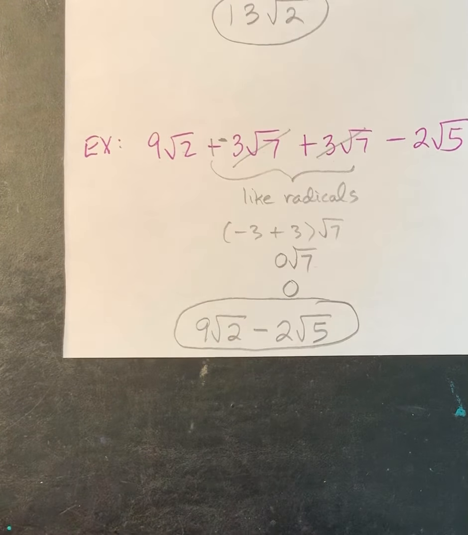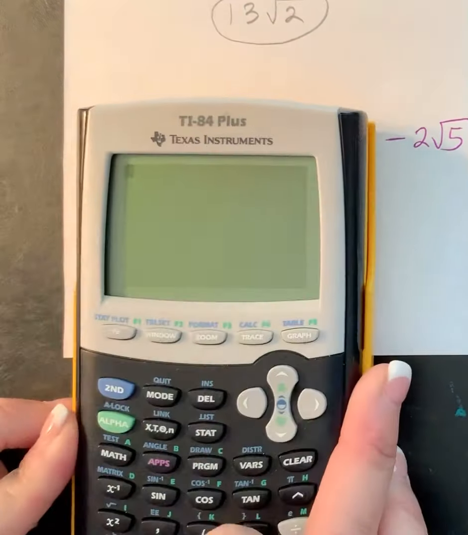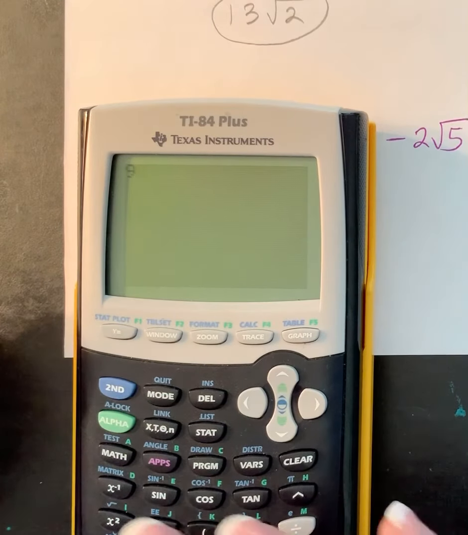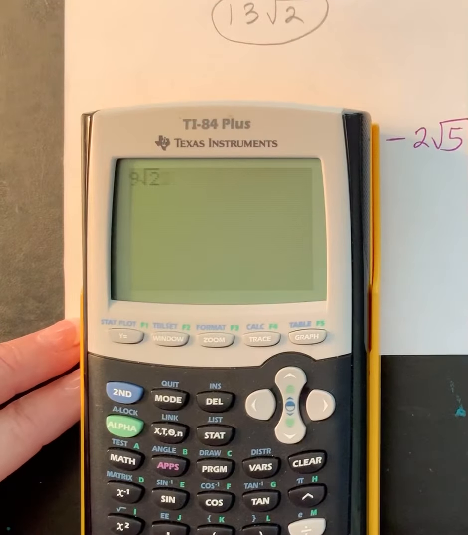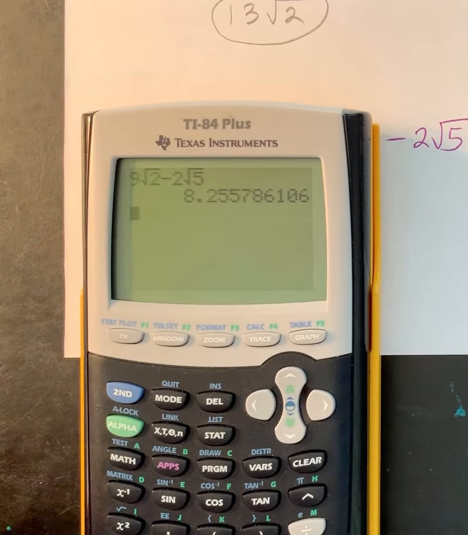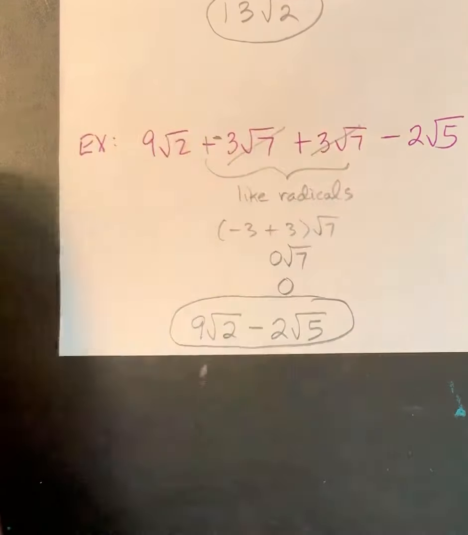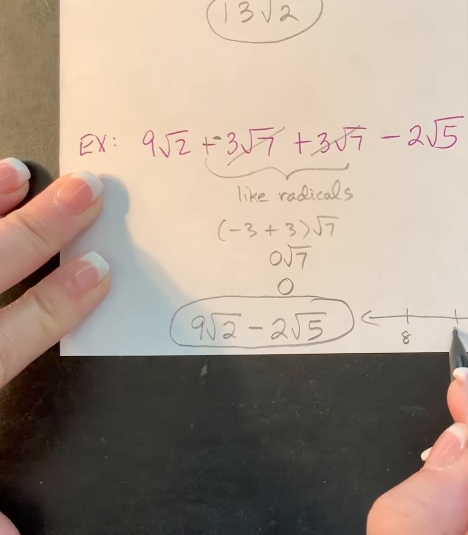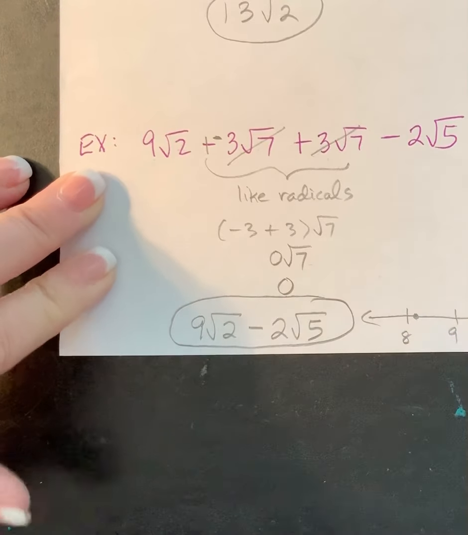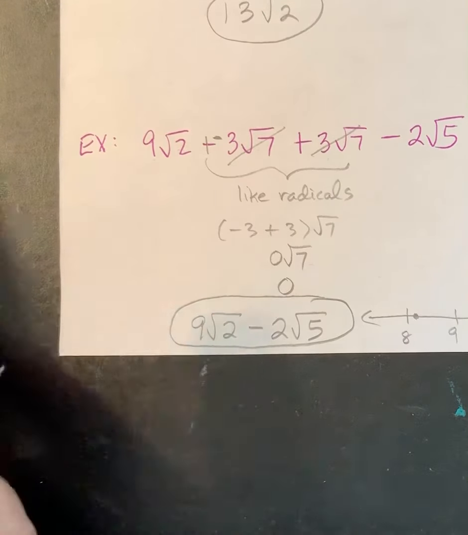This is really just one number. This is an irrational number. It is a real number though, all right? If you approximate it and you use a calculator, 9 times the square root of 2 minus 2 times the square root of 5, it's approximately 8.2557, blah, blah, blah. So this is a number, okay? So it's somewhere on the number line, a little closer to 8 than it is 2. All right, it's just an irrational number.